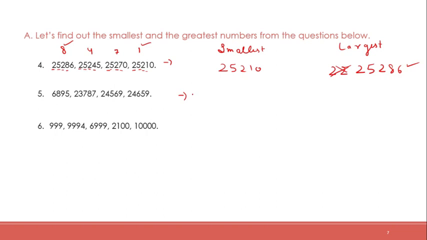Which one is the smallest? I hope you can figure it out. Which is the smallest? This one. Why? Because it is having 4 digits, 1, 2, 3, 4, and every other number is having 5 digits. So this will be the smallest number.